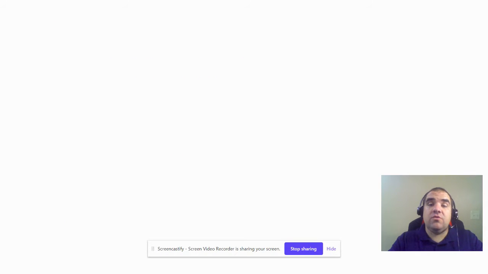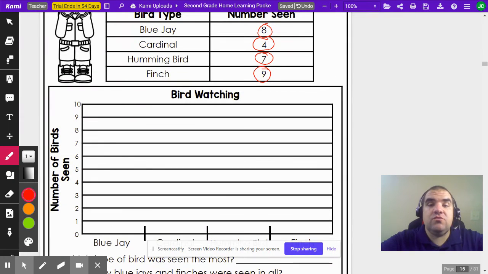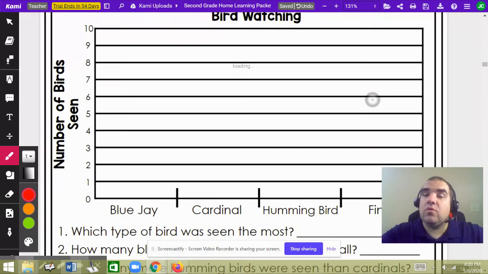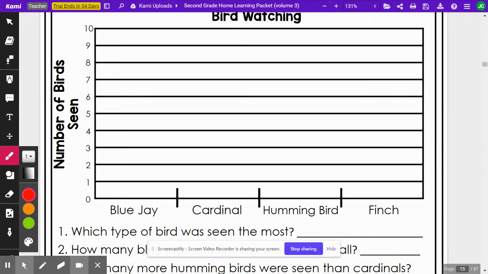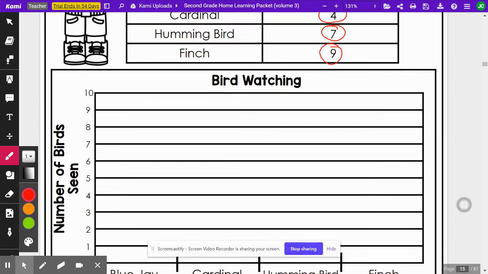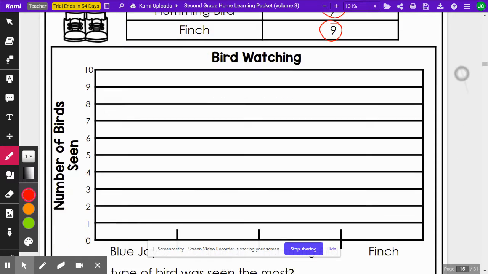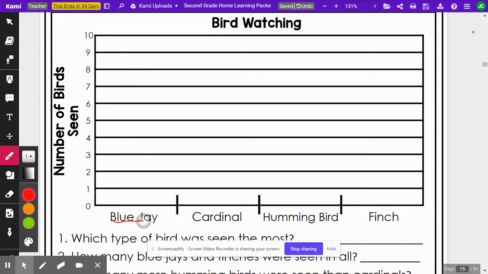So in order for us to do this problem, what we need to do is, first of all, zoom in a little bit to give us more space. And we need to go to the bottom where it says, let me get my face out of the way, it says blue jays, cardinals, hummingbirds, and finch. So we just go up here and we see blue jay has 8. So we find the word blue jay right there. And we go up and we find the number 8. 0, 1, 2, 3, 4, 5, 6, 7, 8. There it is. It's right there.